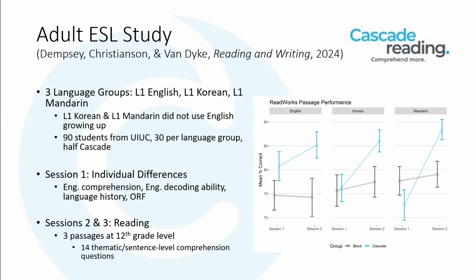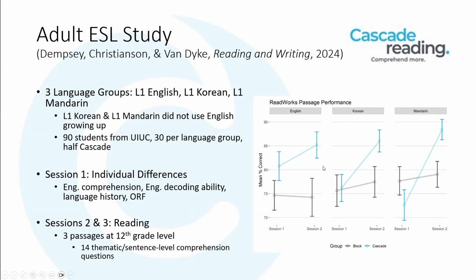And what we found was very promising. So in these graphs on the right, each panel is a different language group. The blue lines represent the Cascade readers, and the black lines represent the block or traditional text readers. And there are 2 reading sessions, so session 1 and session 2 on the left and right, respectively, in each panel. The y-axis here denotes the percentage of questions that they answered correctly. So this can be seen as their comprehension.